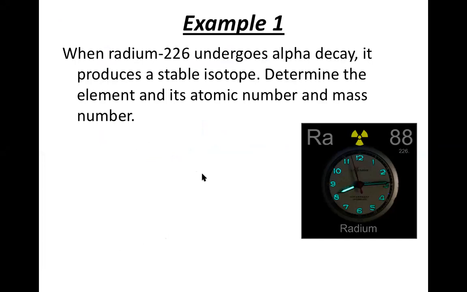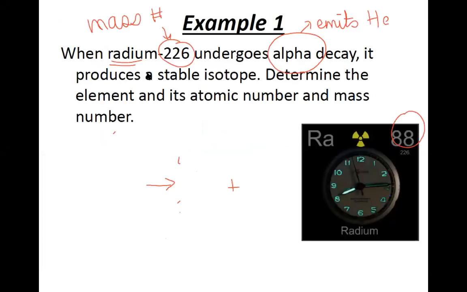So let's do an example. When radium-226 undergoes alpha decay, it produces a stable isotope. Determine the element and its atomic number and mass number. So we're given the mass number, 226, which tells us one of the numbers that we're going to use, the top number. And then because it says radium, we write Ra, and we look up in the periodic table to find out that it's 88 as the proton number.